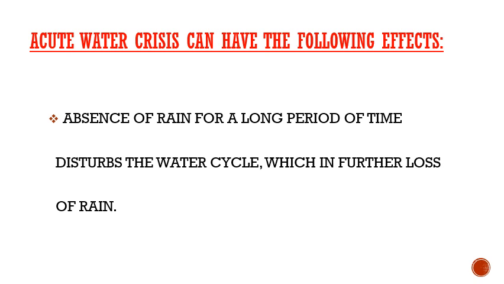And last one, absence of rain for a long period of time disturbs the water cycle, which results in further loss of rain.